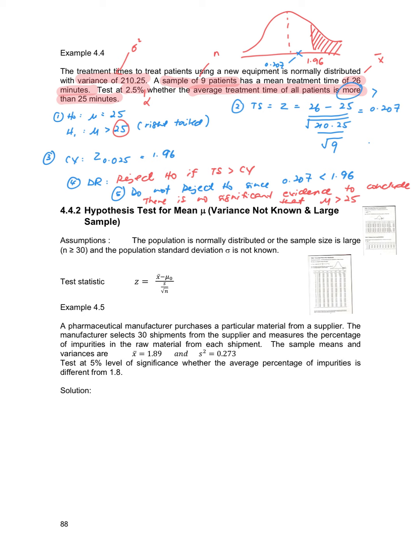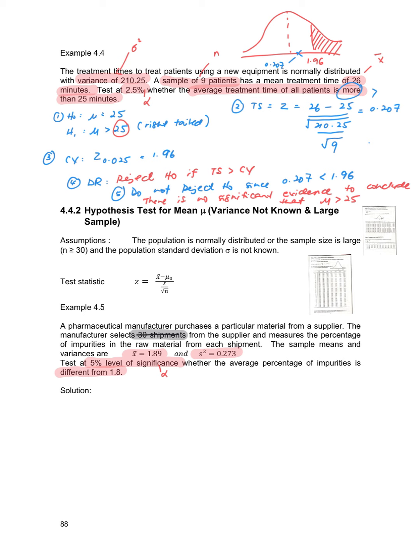whether the average percentage of impurity is different from 1.8. Okay, so look at the information that we have here. We have N equals 30, the manufacturer selects 30 shipments from the supplier, so this is our N. And then sample mean X bar is 1.89 and S square equals 0.273. Test at 5% level of significance, so our alpha is 5%. Whether the average percentage of impurity is different from 1.8.